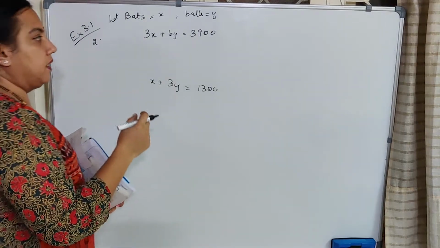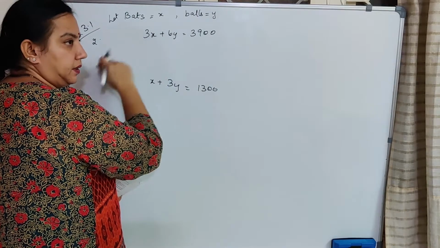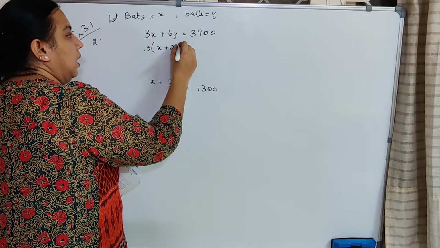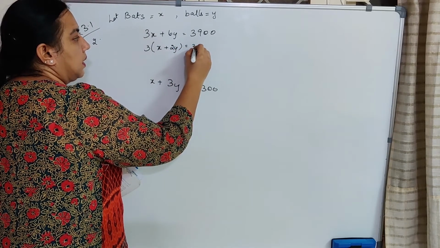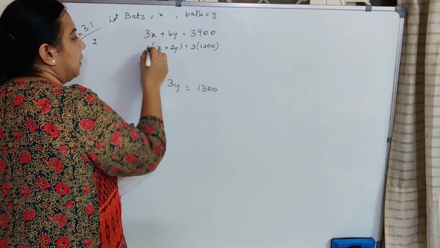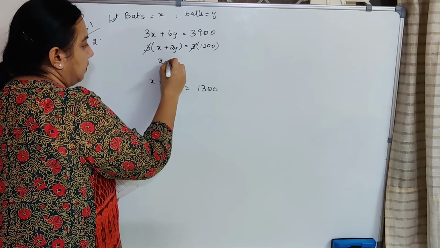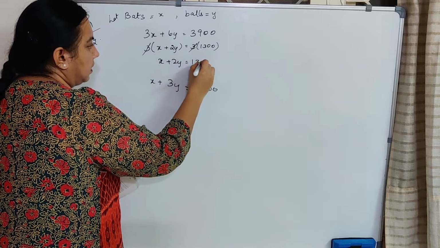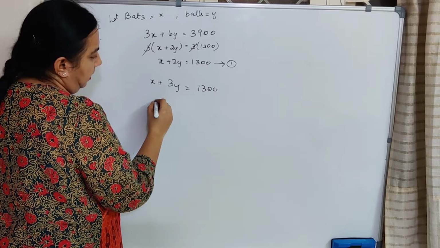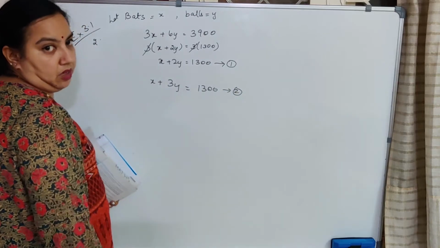We will simplify it and then we will mark it. See, all the terms are multiples of 3, so I can take 3 outside. x plus 2y is equal to, here also I can take 3 outside, it becomes 3 times 1300. So I can cut, both sides have 3. So it becomes x plus 2y is equal to 1300. This becomes the first equation. x plus 3y is already simplified. We can't simplify anymore. So this becomes the second equation.